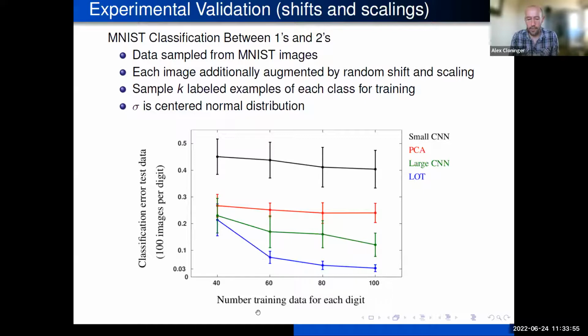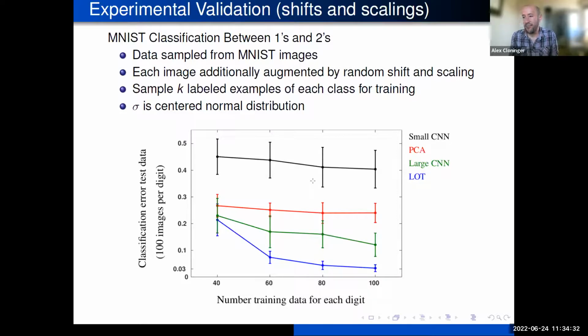Okay, so here's what we get. This is the number of examples of training data that I get from my 1s and 2s. 60 examples, not too many. These are randomly chosen examples. With only that small amount of points, my classification error has reduced to 3%. So this is better than if I had done PCA as a dimension reduction. This is better than if I had built a convolutional neural network.